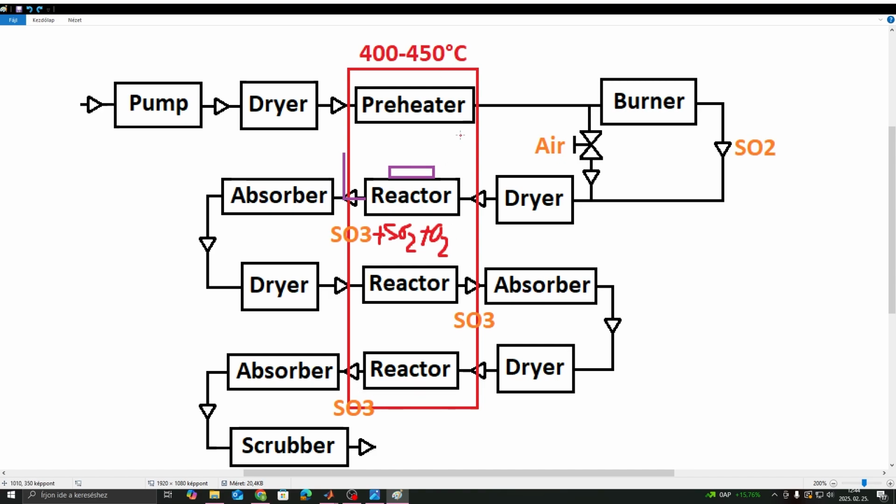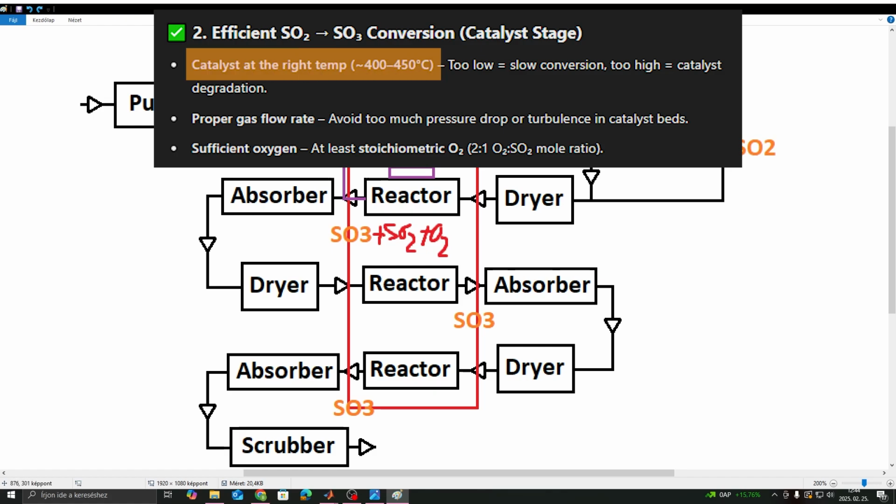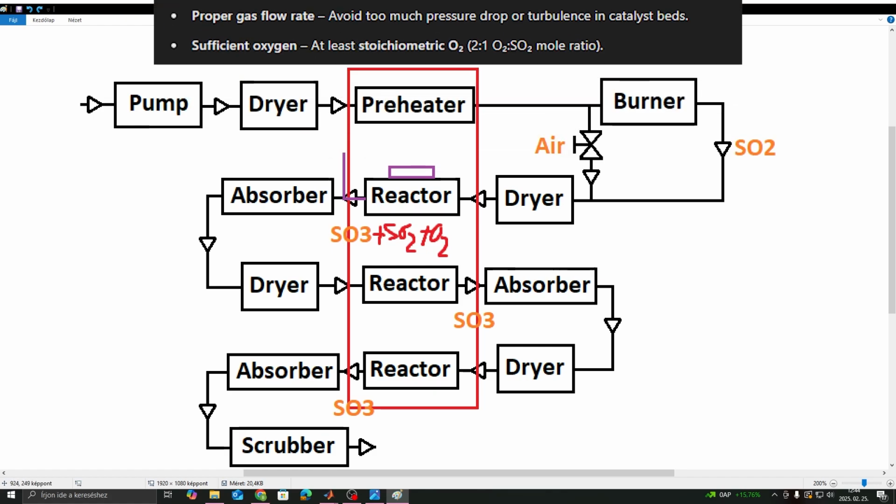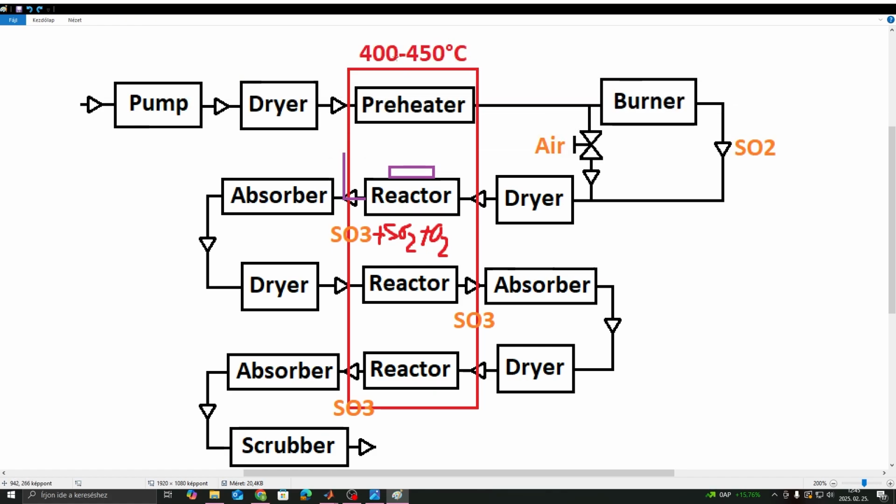So this part, the preheater and the 3 reactors, all contain vanadium pentoxide, which needs a working temperature of 400 to 450 C. Vanadium under 400 degrees works well in terms of efficiency, but it is uneconomical due to the low amount of conversion to SO3 from SO2.